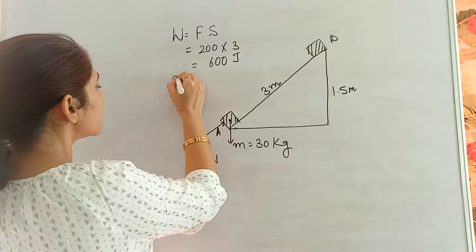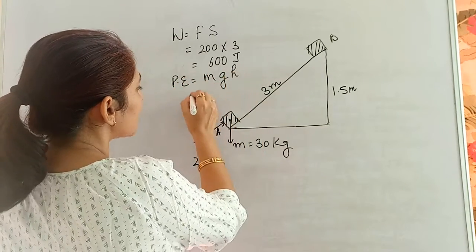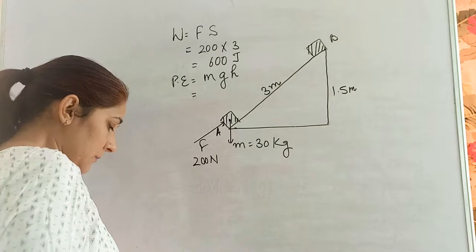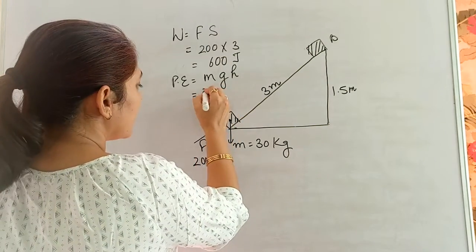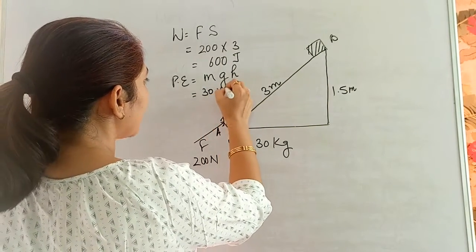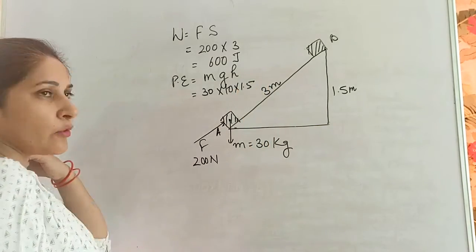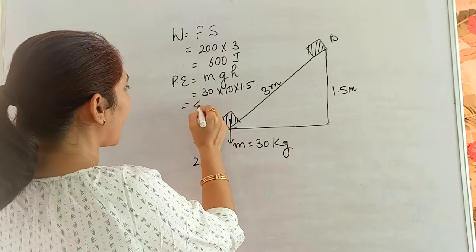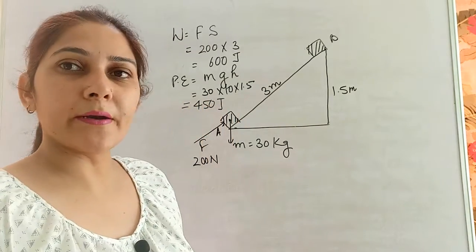So potential energy will be given as mgh. So m, mass, is given as 30 kg, g we can take 10, and height is 1.5. So when you calculate it, it will be 450 joules. Potential energy is 450 joules.